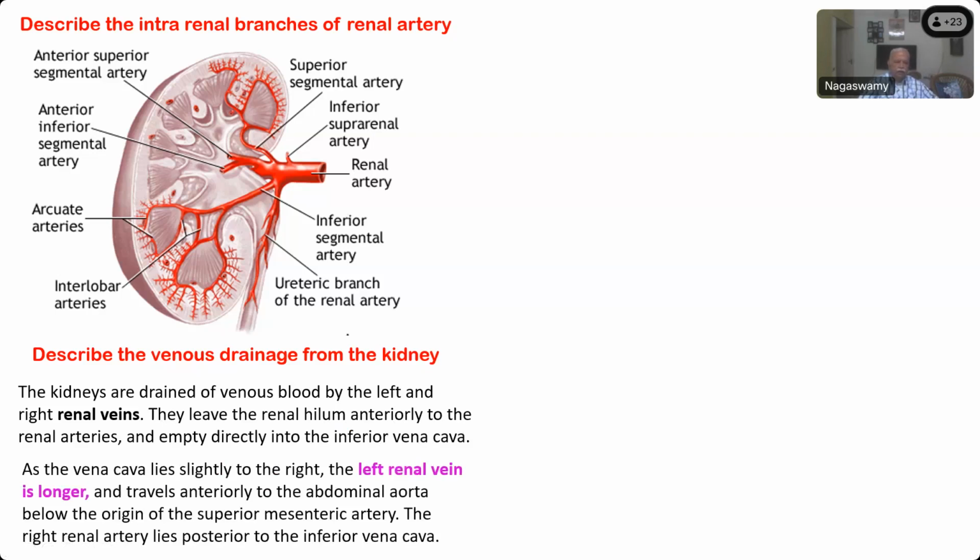And another reason is the vena cava lies slightly to the right, so the left renal vein is longer, because it has to cross over the aorta and come to the IVC, because the IVC is more medial and the aorta is a little lateral or in the midline. And the right renal artery lies posterior to the IVC. So this is the anatomical knowledge which is important more for surgeons.